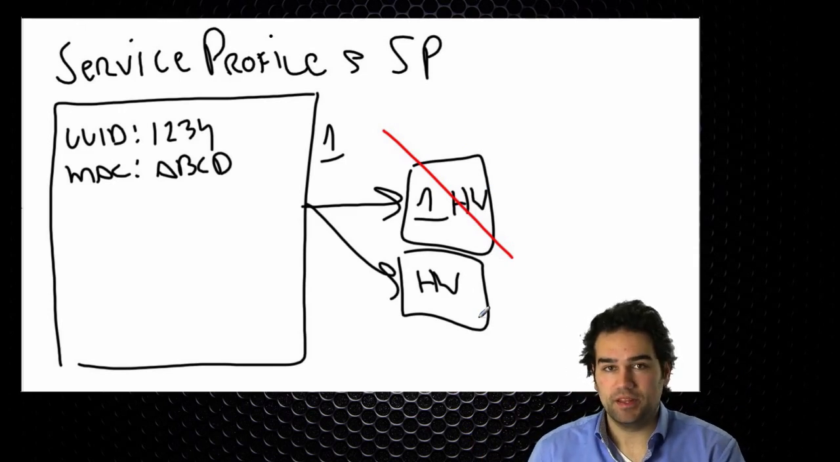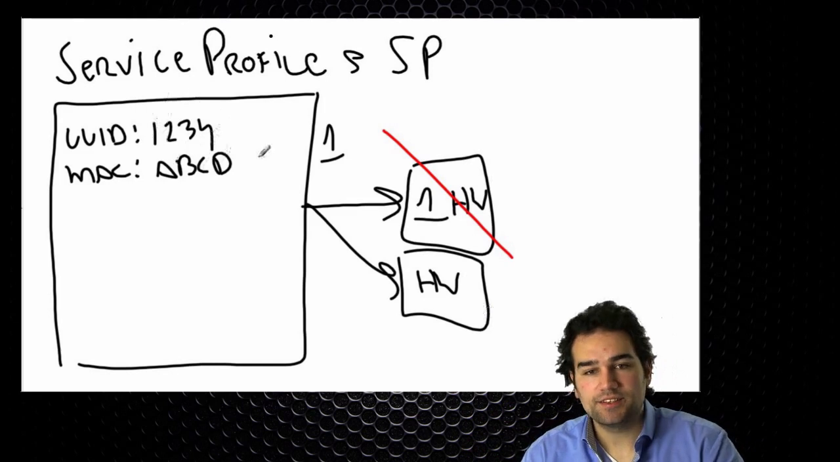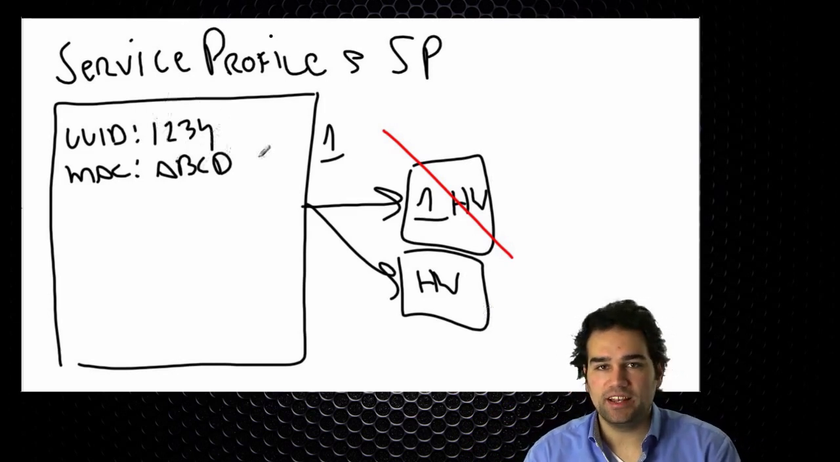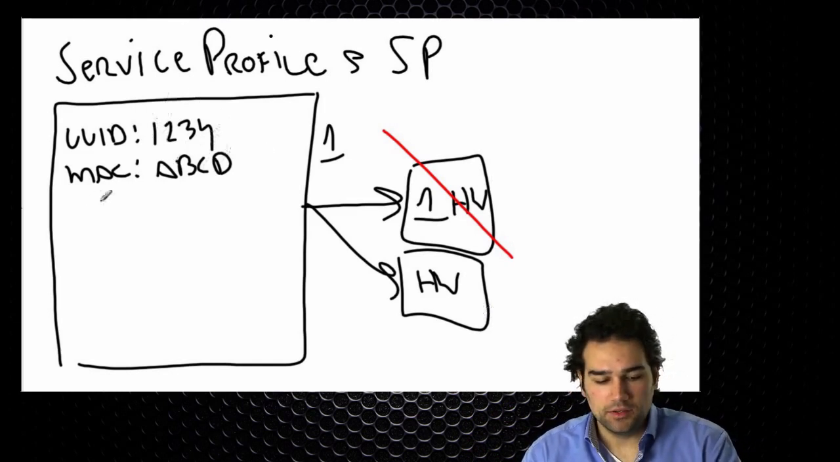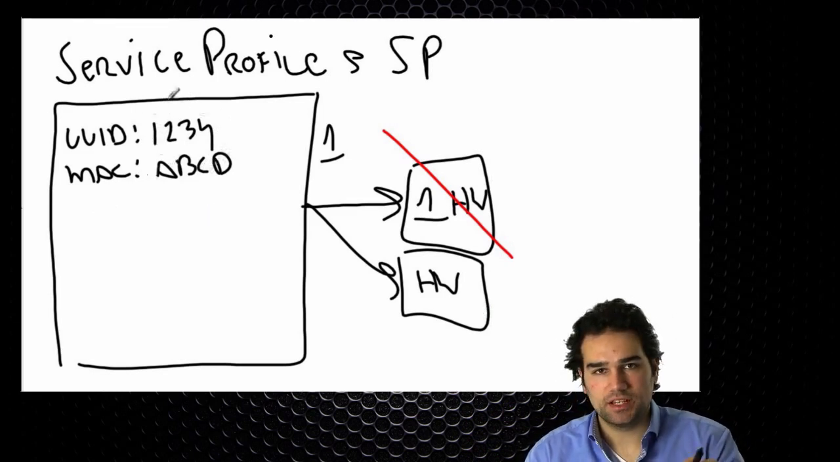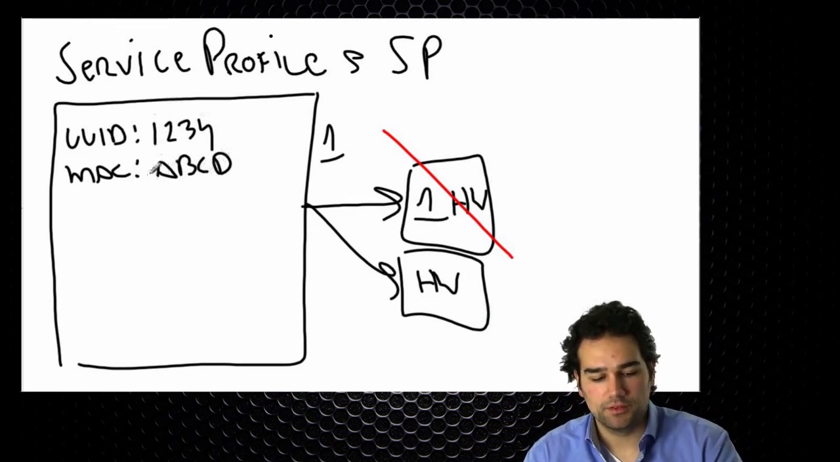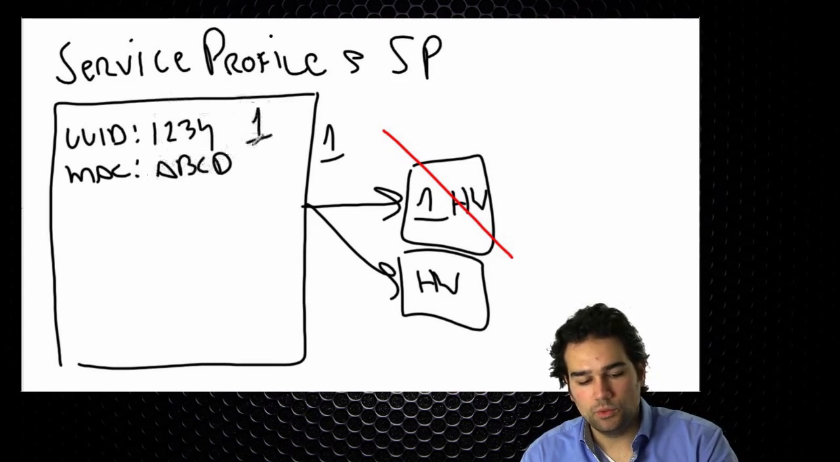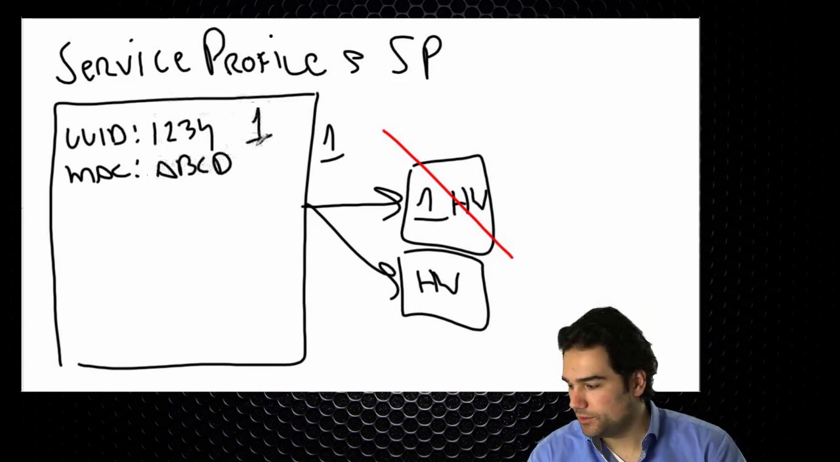But it's not a template because I list those actual values. I do not list, let's say, a list of settings. No, I list exactly the addresses that I want to apply to that piece of hardware. So that UUID is only once specified in the service profile.